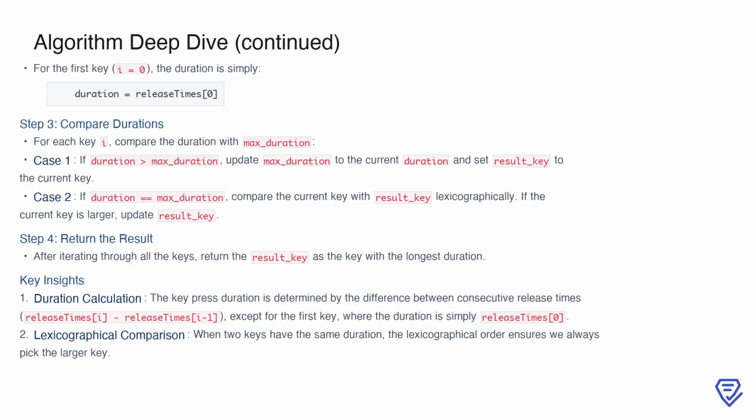Once we calculate the duration for a specific key, we compare it with the current max_duration. If the newly computed duration is greater than max_duration, we update max_duration to this new value and set result_key to the current key. If the duration matches max_duration, we then compare the current key with result_key lexicographically. If the current key is larger, we update result_key to the current key. After processing all keys in this manner, the value stored in result_key will represent the key with the longest duration or, in the case of ties, the lexicographically largest key. Finally, we return result_key as our result.